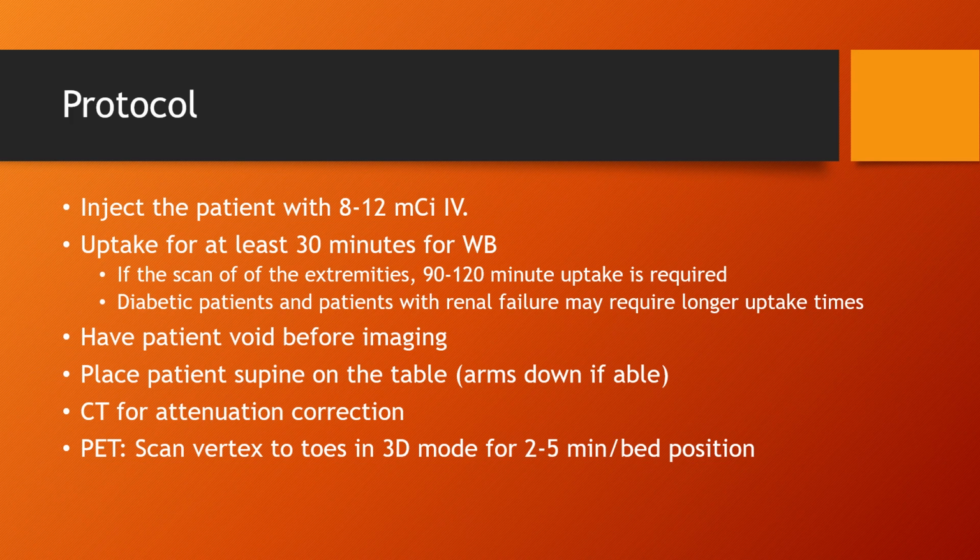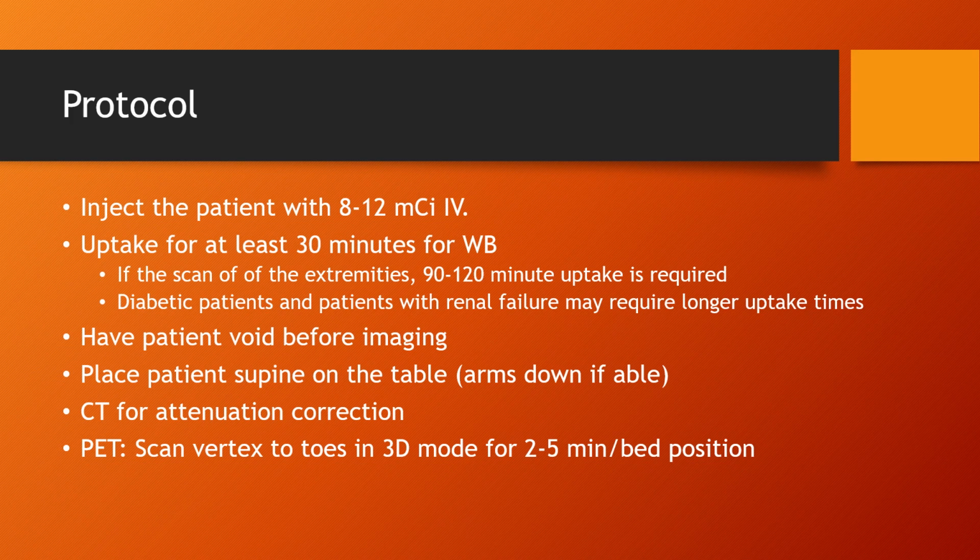If you're scanning the extremities, then it requires a 90 to 120-minute uptake, just because it takes a little longer to get into the smaller fine bones. Diabetic patients and patients with renal failure may also require longer uptake times. But typically 30 to 45 minutes is great. Some departments will just go for an hour because that's what they do for FDG studies also. You want to have your patient void right before imaging. There's no need to give any kind of oral contrast because you're just looking at the bones.